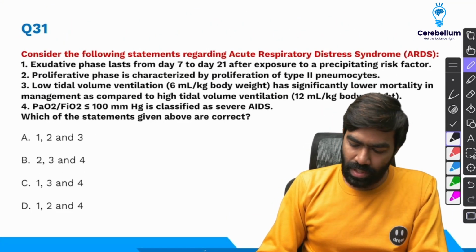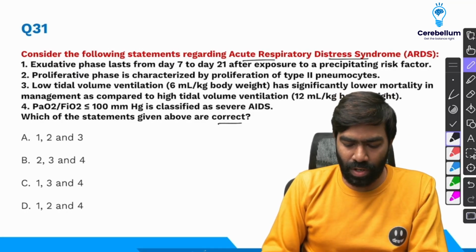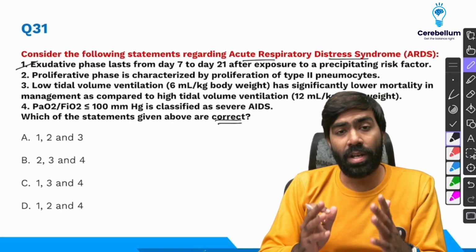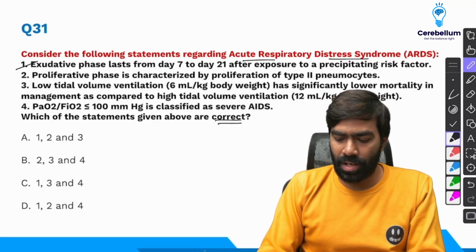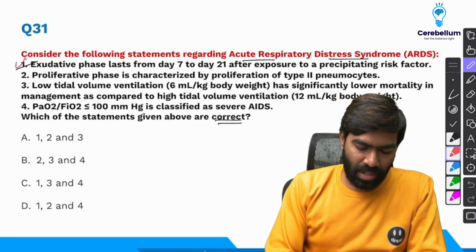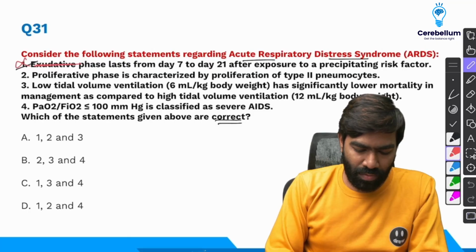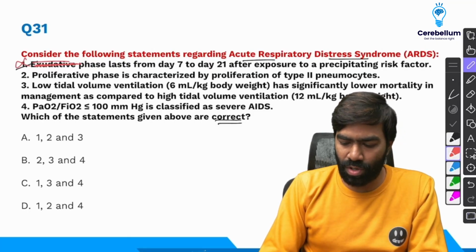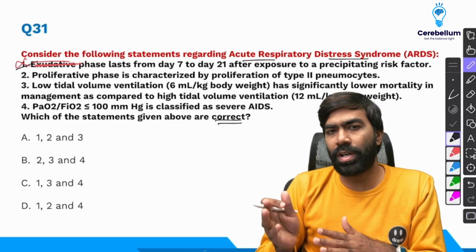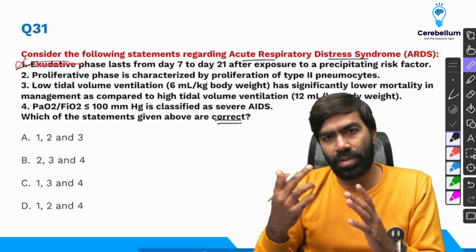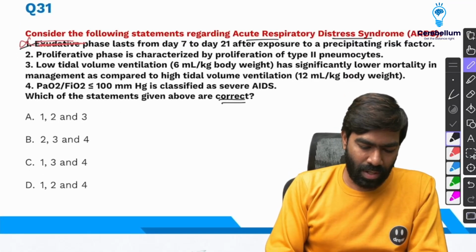Moving to the 31st question, consider the following statements regarding acute respiratory distress syndrome, and they are asking which of the following is correct. Statement 1 states that exudative phase lasts from day 7 to day 21 after exposure to a precipitating risk factor. This is actually a wrong statement because from 7th to 21st day, it's actually proliferative phase and not exudative phase. So day 1 to 7 is going to be your exudative phase, and after that, after 21 days is the proliferative phase where there will be proliferation of type 2 pneumocytes, and after 21st day it's going to be fibrotic phase of ARDS.